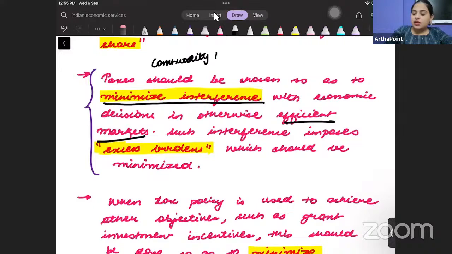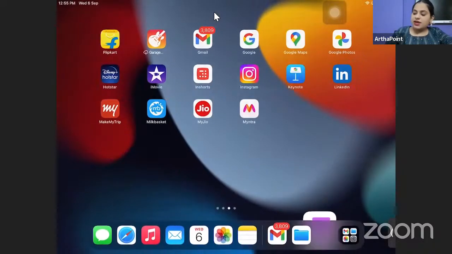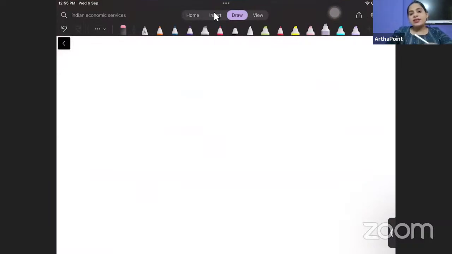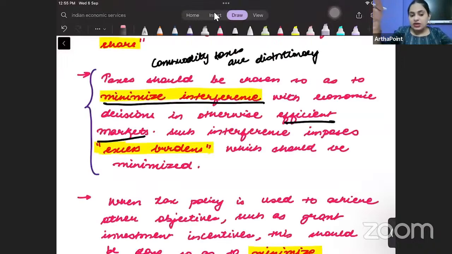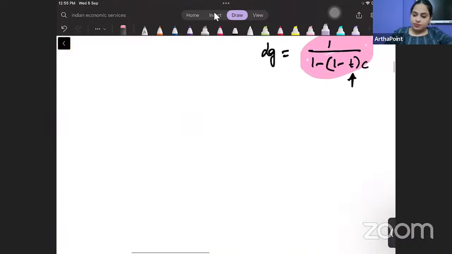Commodity taxes are distortionary. ये statement पे एक बारी हम highlight करते हैं. Commodity taxes are distortionary. What does it mean that they are distortionary? See, whenever you charge tax on a commodity, it goes ahead and it changes the way a consumer thinks. Let me give you an example.